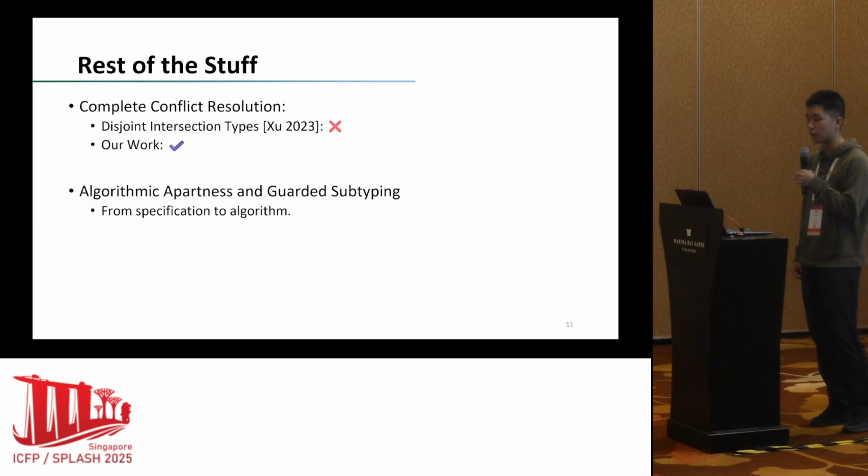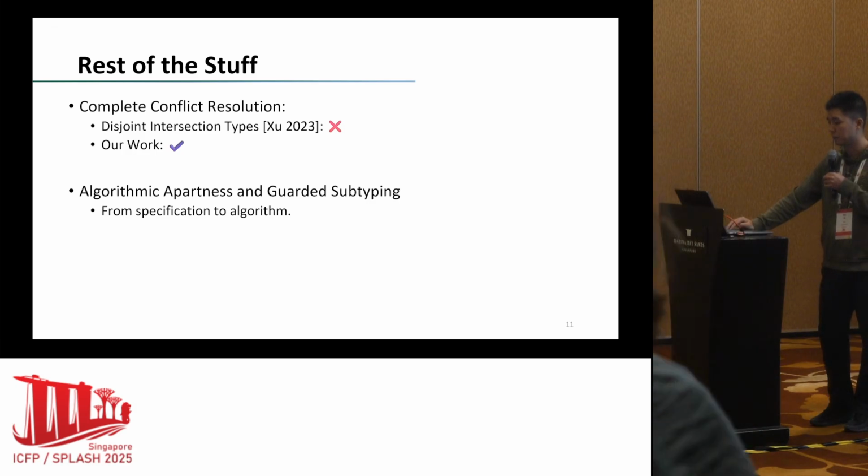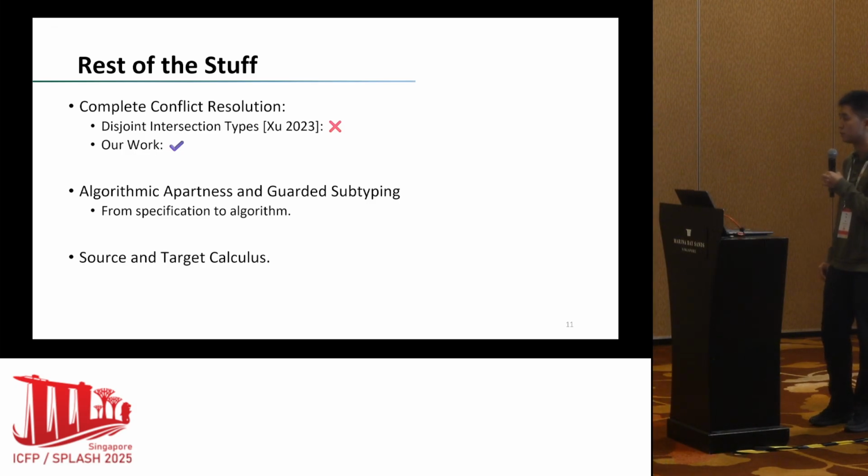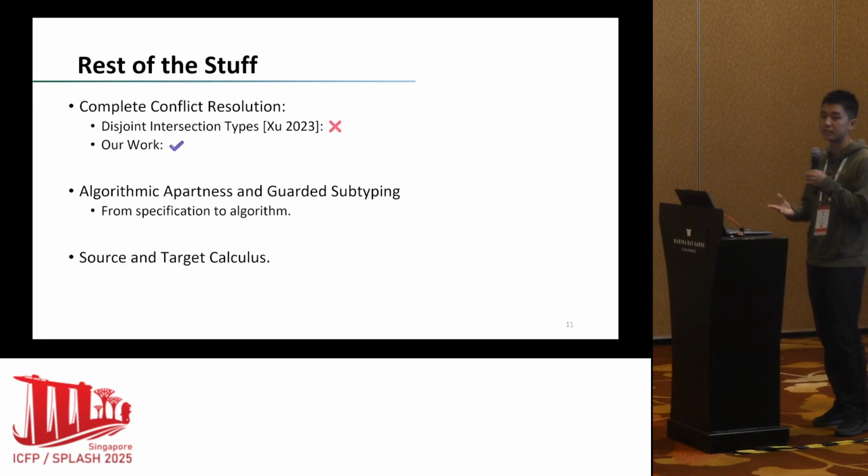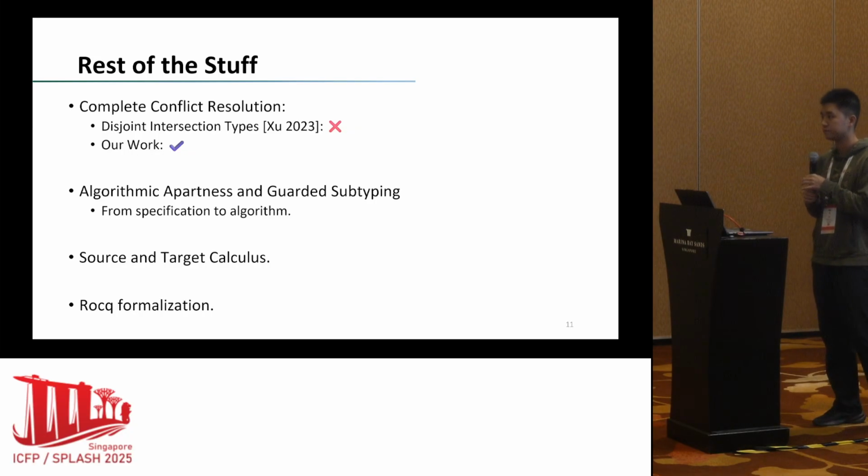Besides, we talk about apartness and guarded subtyping in terms of the language of specification, but to put them into practical usage, we have to develop algorithm for them. We also include that in our paper. Furthermore, we provide source and target calculus, which encode all of our examples, and we show the soundness of embedding such mechanism into an intersection type calculus. Finally, all of our theorems and lemmas are formalized in Coq. And thank you for your attention.